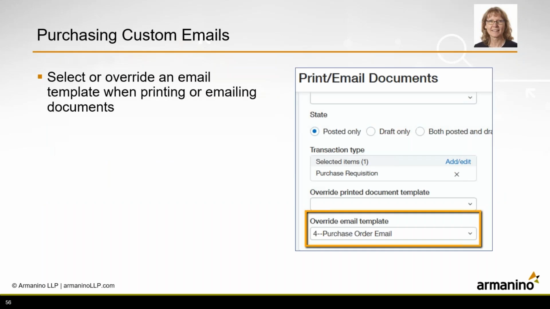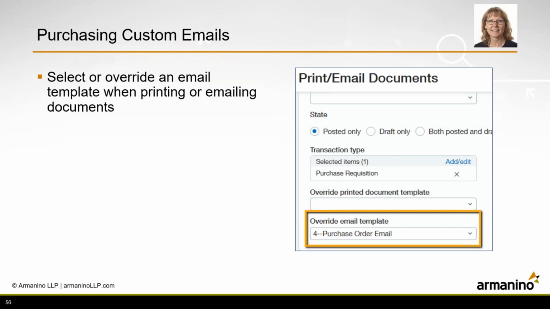Okay. And you can override a default template if you need to, okay, when you're doing your printing or emailing of documents. So when you go to purchasing and you click print or email documents, you can override during that process if you need to. Works for all transaction types, doesn't matter if it's a purchase order or a vendor invoice. You can do an email template that you're going to need there. You can have as many as you want, again, and you can assign them to the vendor level, etc.